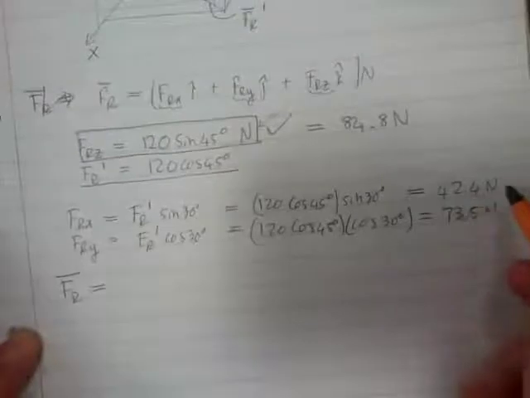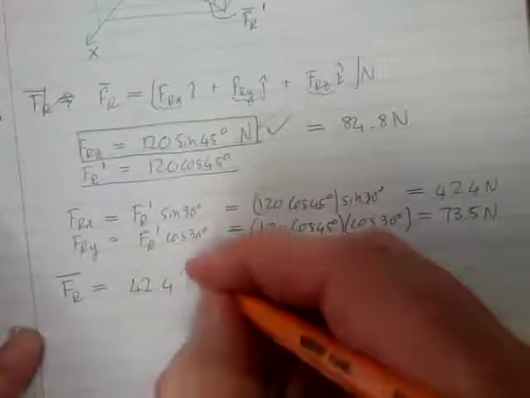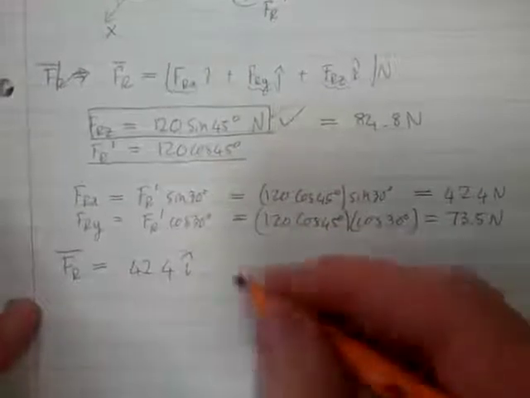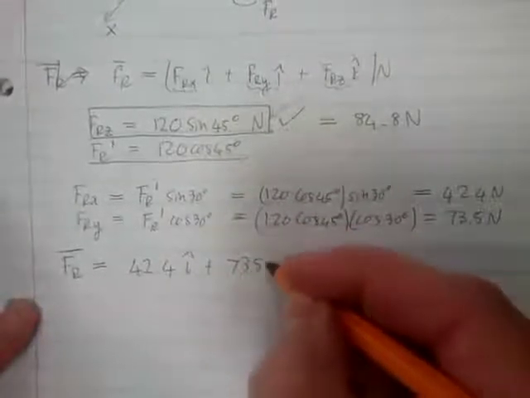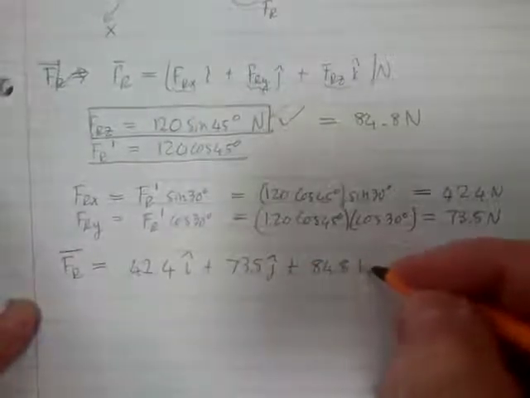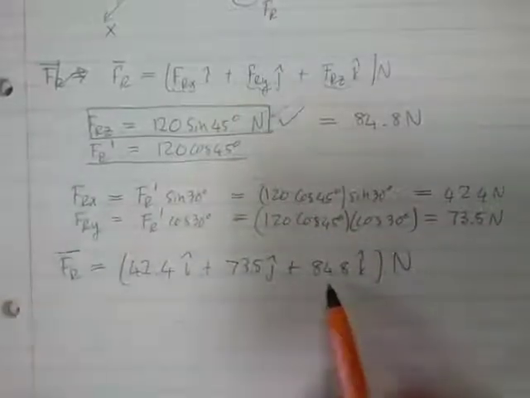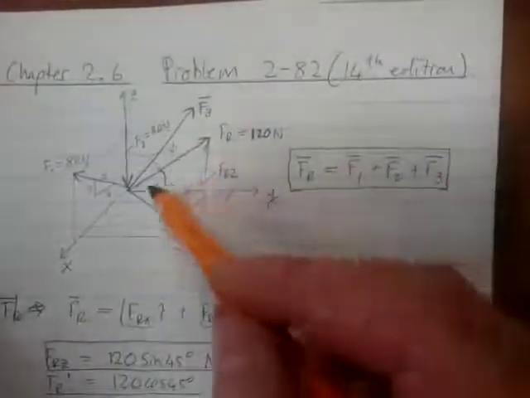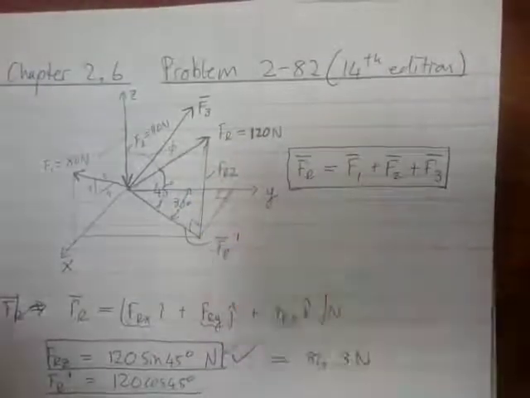So now, if we want to write out FR in Cartesian vector form, what is our x? Our x is 42,4, so we've got 42,4 in the i plus 73,5 in the j plus 84,8 in the k Newton. Okay, so that's our first step. We've now converted this force FR into Cartesian vector form.